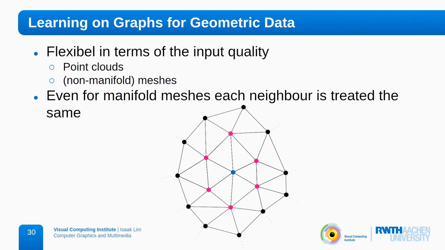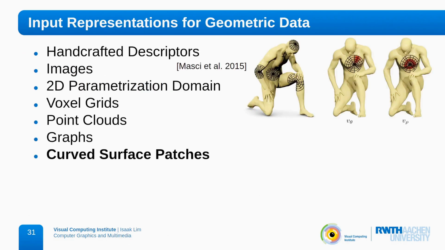So, for example, if we consider this patch of a manifold mesh here, then we have some way of ordering our neighbors, and this is completely ignored because we treat each neighbor the same and then aggregate the information by a symmetric function. This is where approaches that work on curved surface patches come into play.